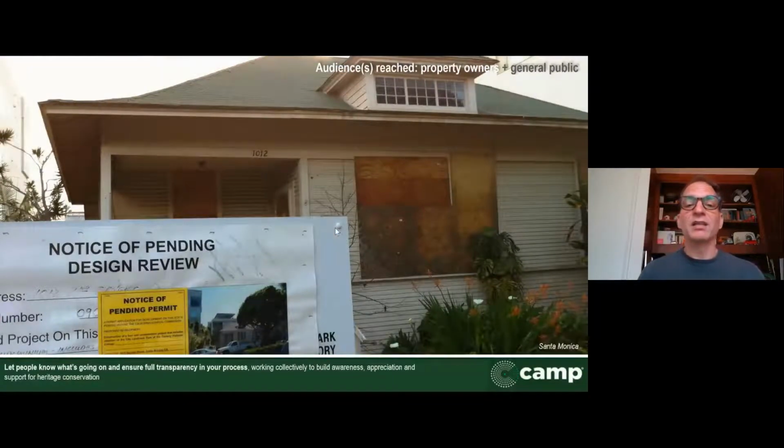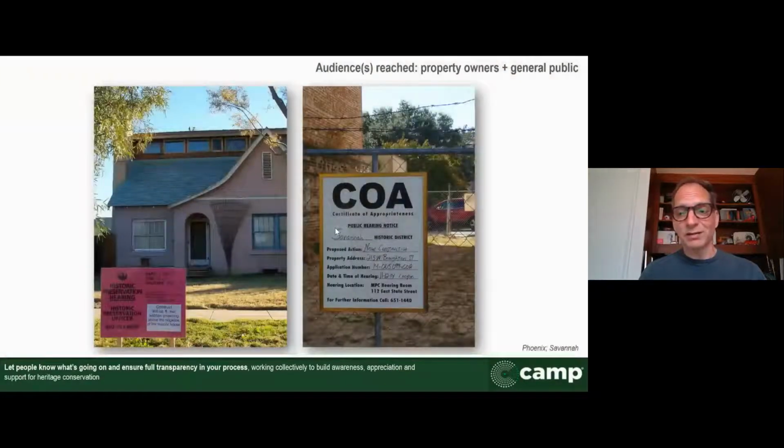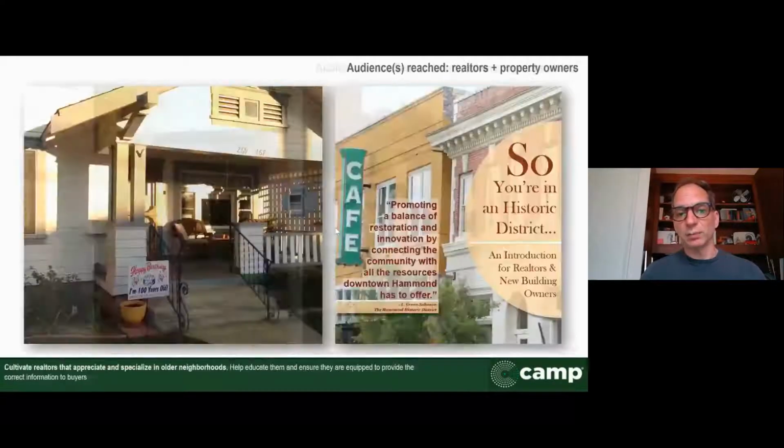Also think about the design review process. How transparent is that in your community? Do you have signs posted showing when a design review proposal is coming before a commission, so that people know the process, understand it, and can participate? It's very clear in terms of that.